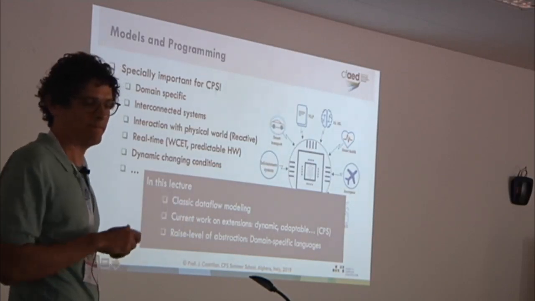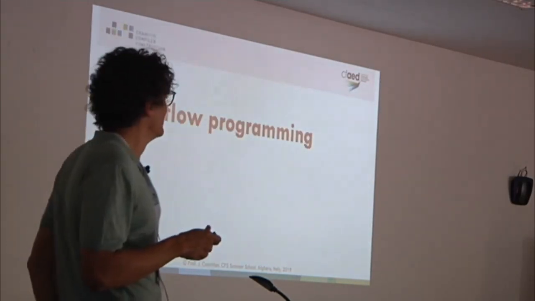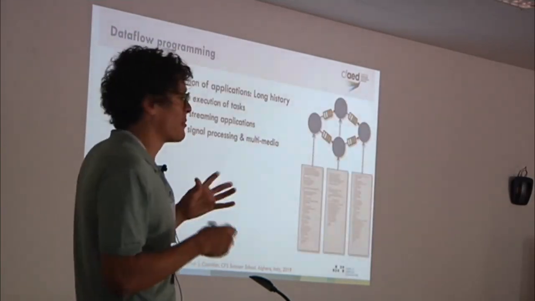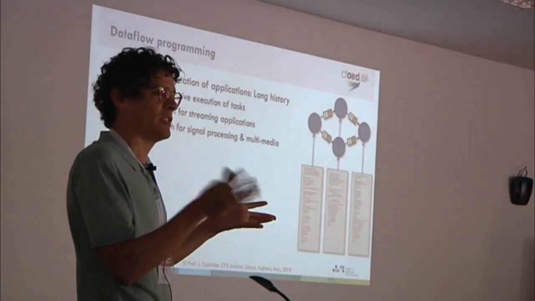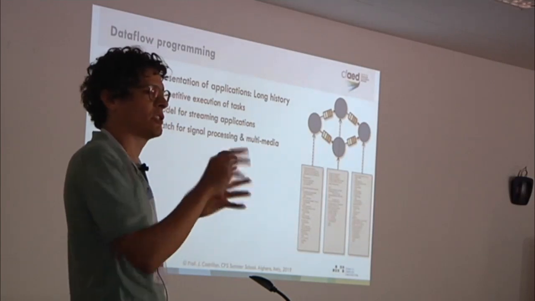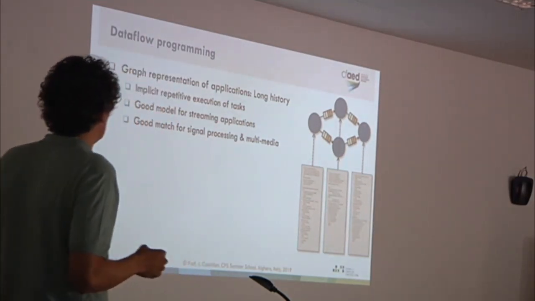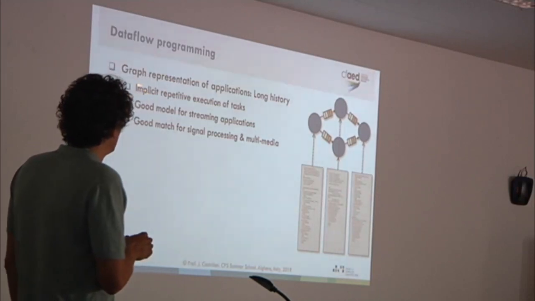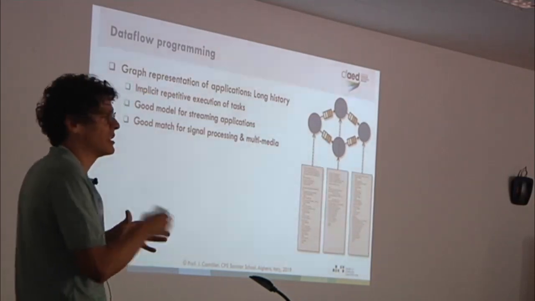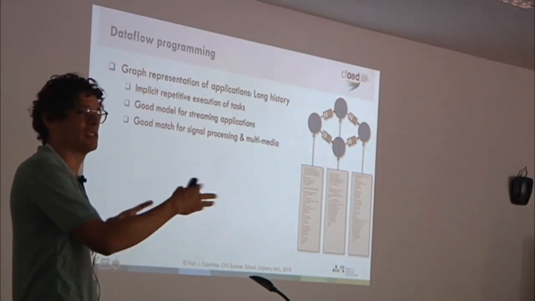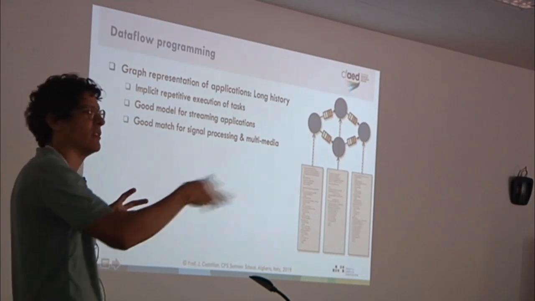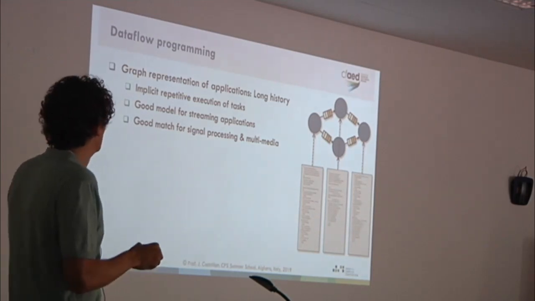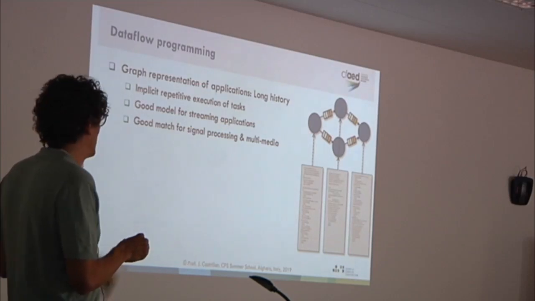allow us to do. Okay, so let's talk about Dataflow programming. So in Dataflow programming, you have a graph representation of the application. That's something that you saw yesterday in the tutorial, right? You have this graph with some connections. There is kind of an implicit repetitive execution of tasks, right? So this thing is going to execute forever. It's kind of a streaming, right? Things are coming in all the time. Things are produced all the time. So that's why it's a good model for streaming applications.